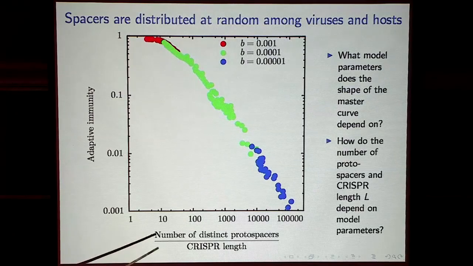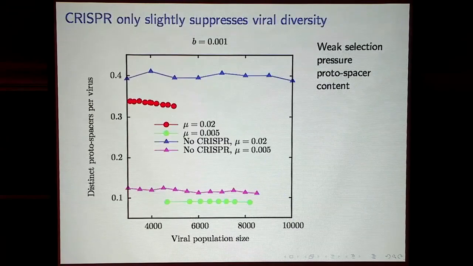We would like to compute the shape of this master curve from first principles, to predict the shape from the basic parameters of the model. To do that, we need to understand how the number of distinct protospacers and the CRISPR length depend on the parameters of the model. It turns out that the story there is also quite simple.